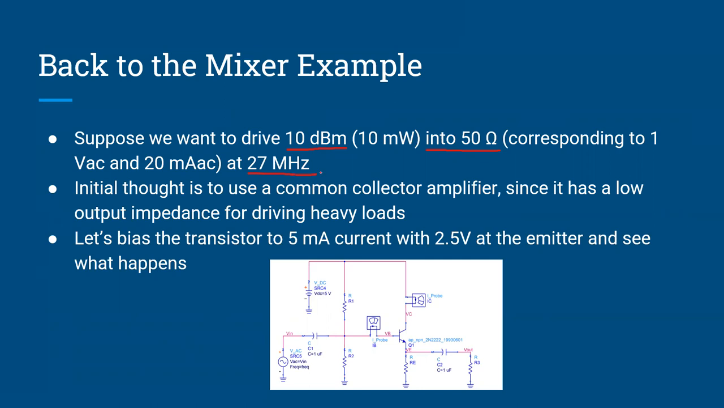So initially you might think, okay, let's use a common collector amplifier, right? Because remember, common collector amplifiers have low output impedance. They typically have high input impedance. And at low frequencies, we might use them to drive, say, a speaker or something, because speakers are low impedance, so you need a low output impedance amplifier in order to not sacrifice a bunch of gain. So let's try that. So suppose we bias the transistor to 5 milliamps current, and we're going to set the DC emitter voltage right here to 2.5 volts such that it sits halfway between VCC, which is 5 volts, and ground. Right, that's been our usual strategy. And so let's try that and see what happens.